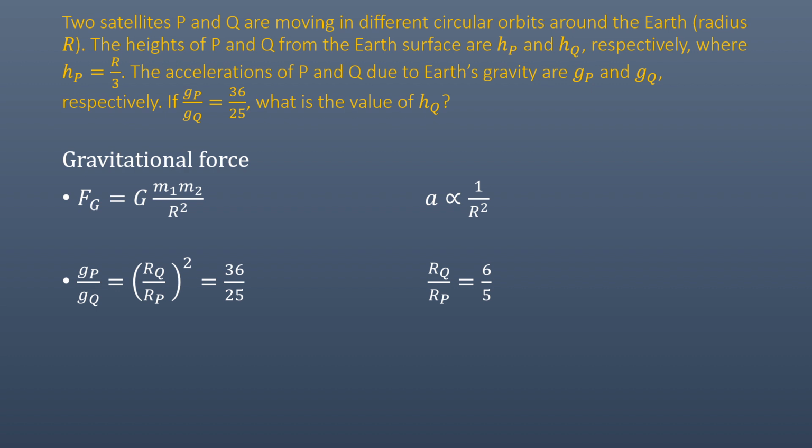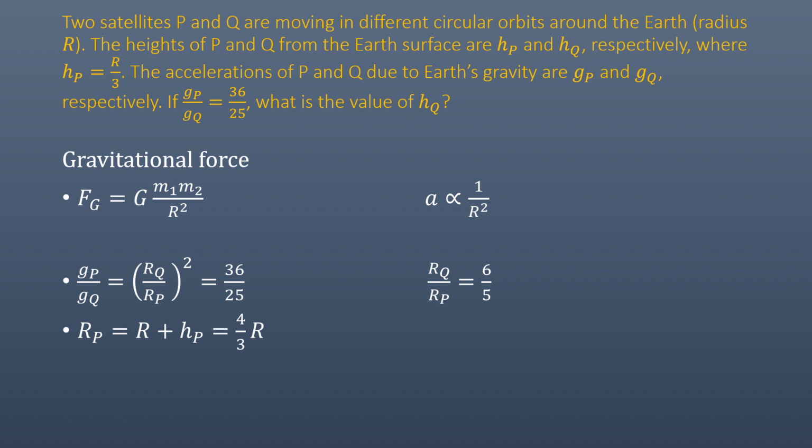Now we can take square root on both sides of the equation, and that will give us rq by rp equals 6 by 5. Now we know that rp is the distance of the satellite from the center of the Earth, and we are given hp, which is the height of the satellite from the surface of Earth. So the total distance rp would be this height hp plus the radius of Earth. So that would give us 4 by 3 r.